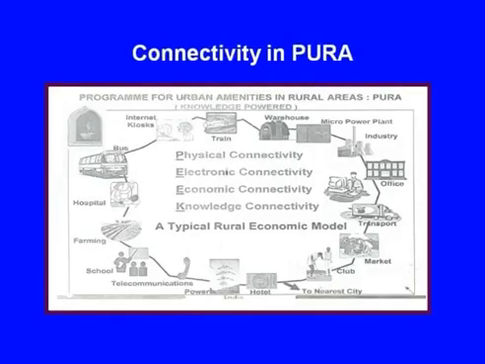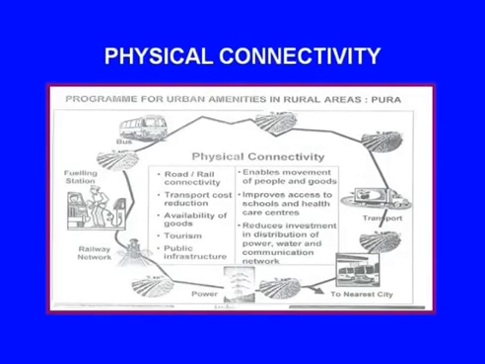So, let us look at the connectivities of PURA. There are 4 connectivities: physical, electronic, economic and knowledge. The physical connectivity, as a matter of fact, takes into consideration the rail and the road connectivity, so that it allows the people to move their goods, reduces transport cost, and improves access to schools and health care centers, availability of goods, tourism and public infrastructure.